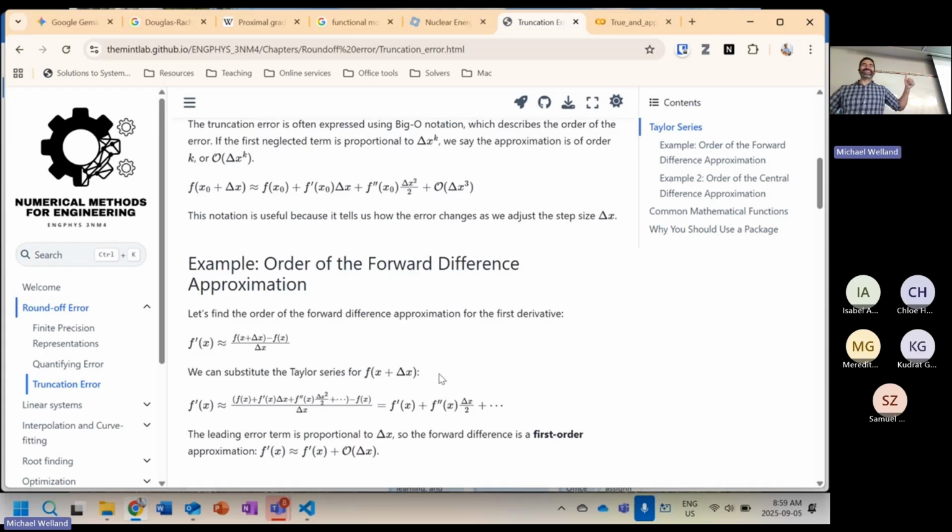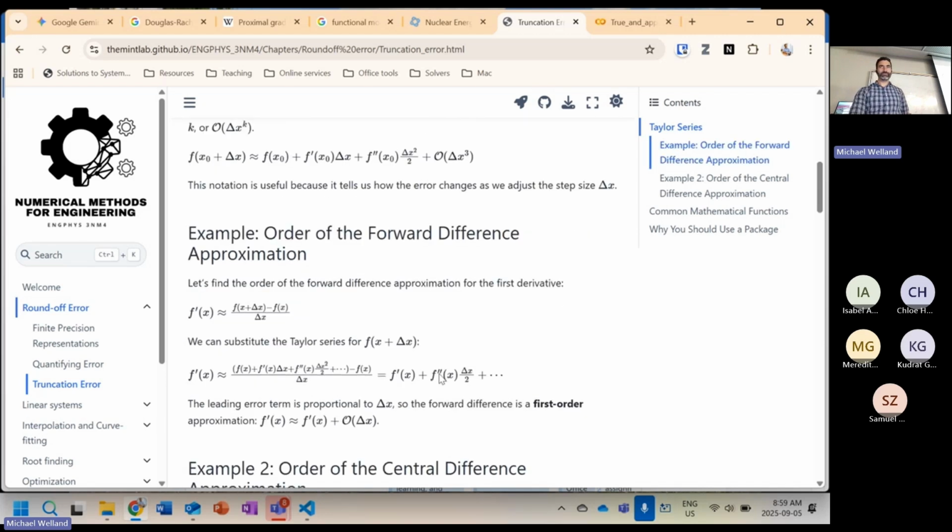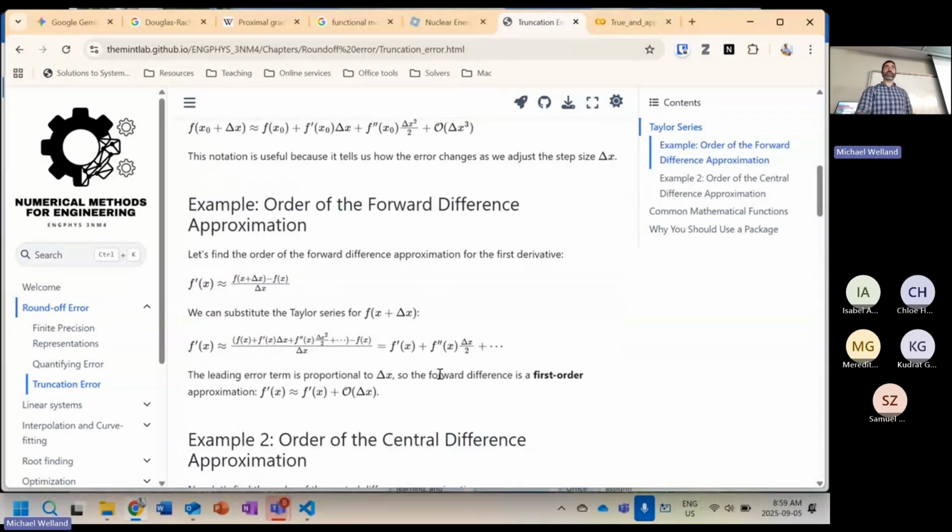Just try it out. Try doing it on paper. I should bust out the derivation here a bit more. Nobody does forward difference.